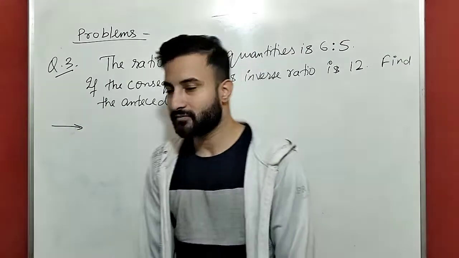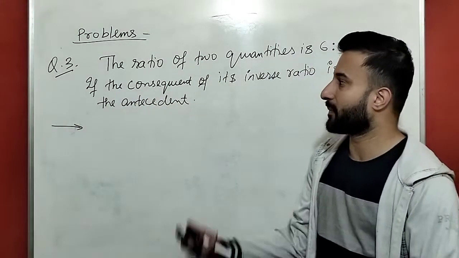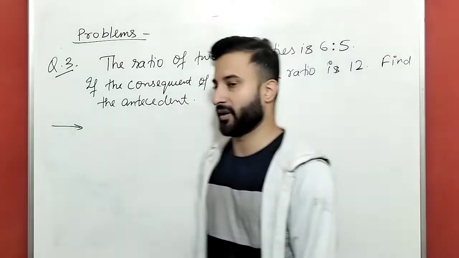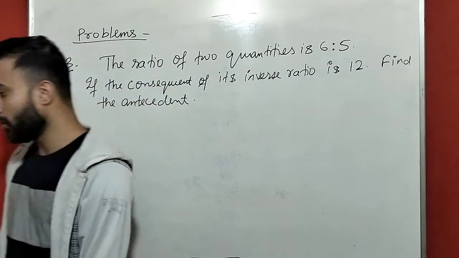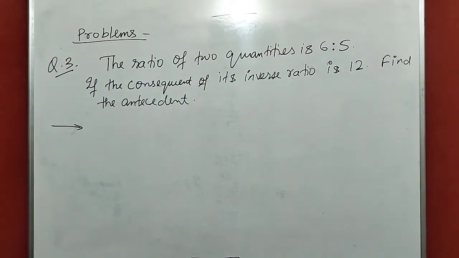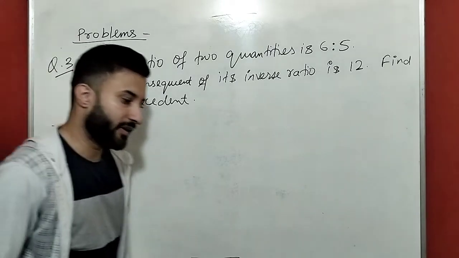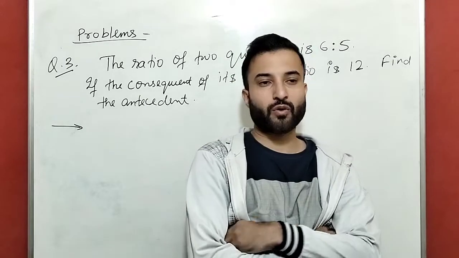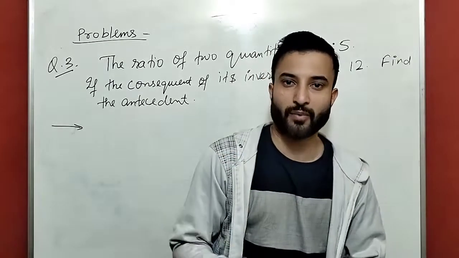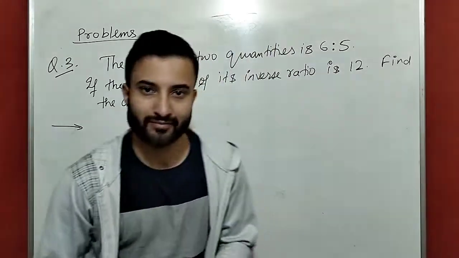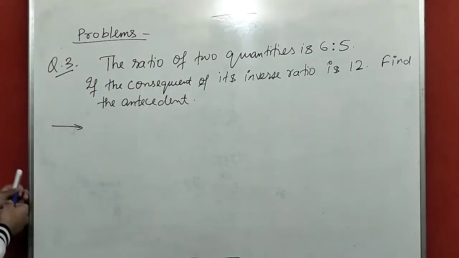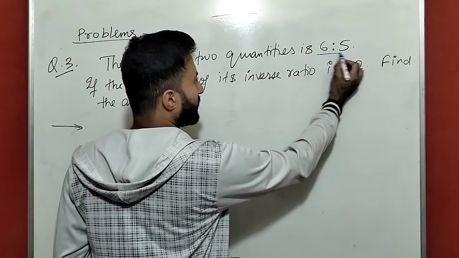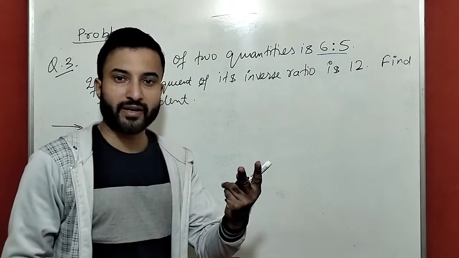Fine. So what will we do? We will apply our human brain, we won't apply the Newton brain. We will write the question first and then think about what to do. If you know it, just pause, try by yourself, then check the answer. See, what is this? The ratio of two quantities is 6:5.